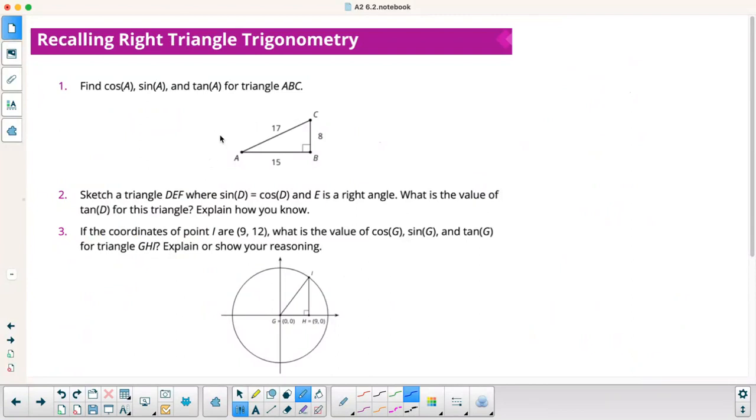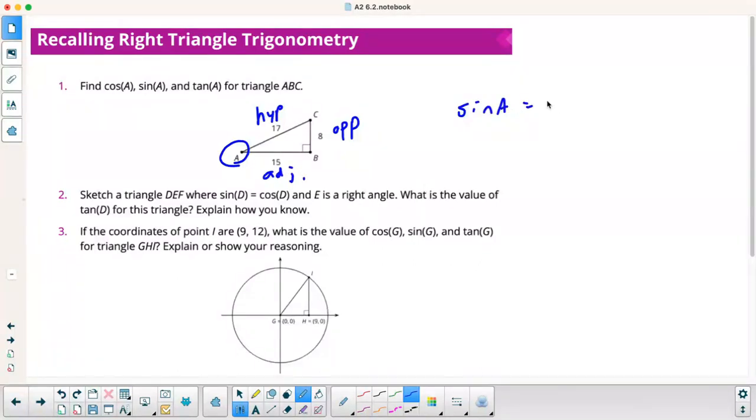So find the cosine of A, sine of A, tangent of A. So here's my A. This is my hypotenuse. This is my opposite leg. Again, opposite is right across. You see I draw my arrow there. The adjacent leg is right next to.